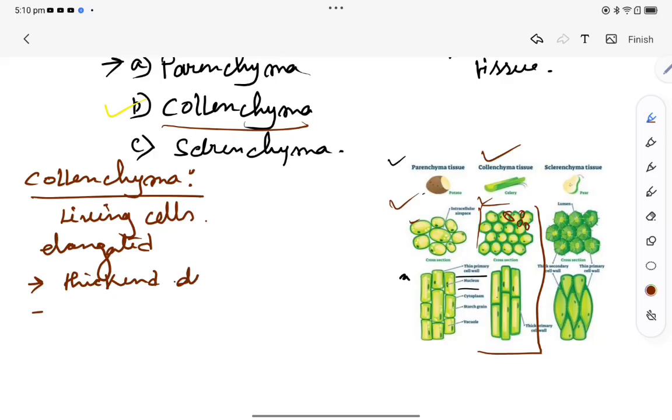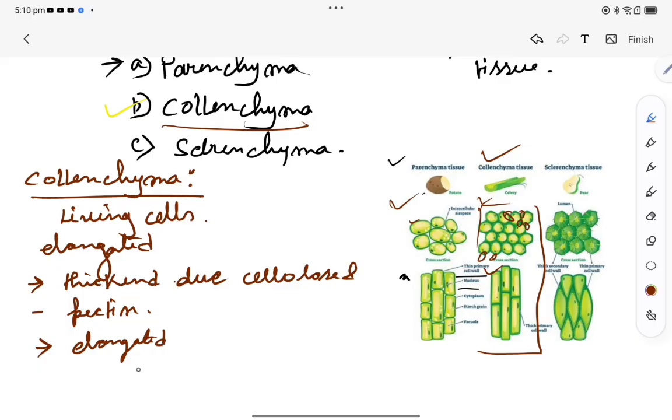So these thickenings are due to cellulose and pectin. These are the substances that are present in the corner portions. That's why they are unevenly thickened, right? They are elongated, as we can see. They are present beneath the epidermal layer, right? They are present beneath the epidermis.